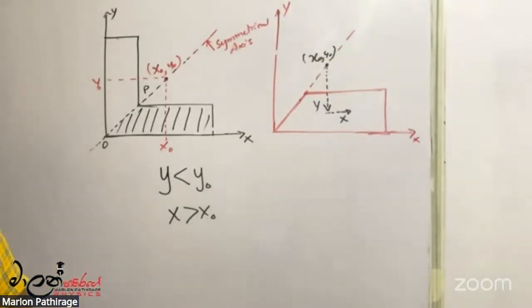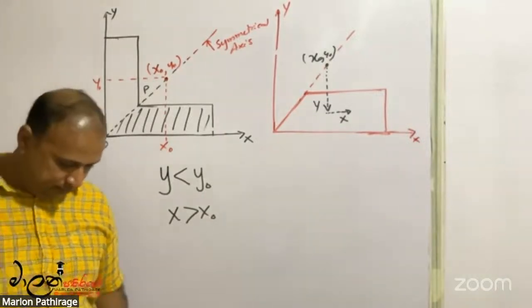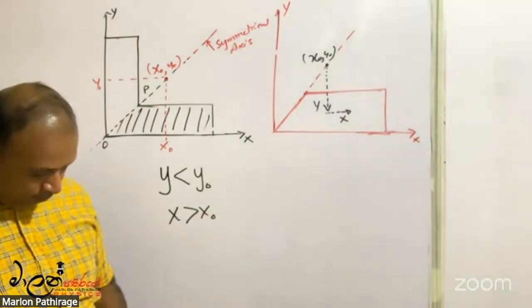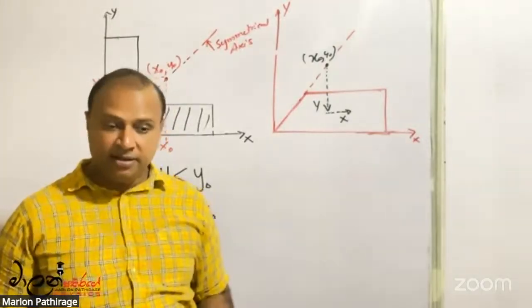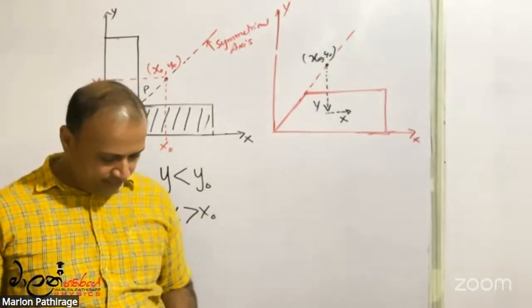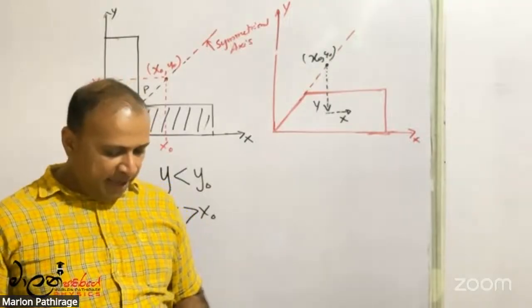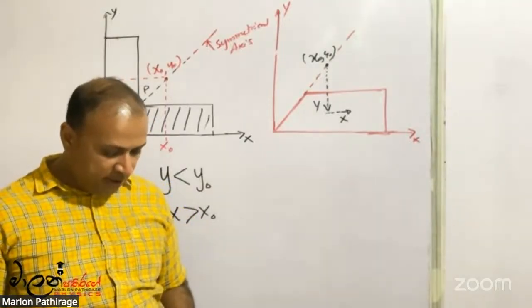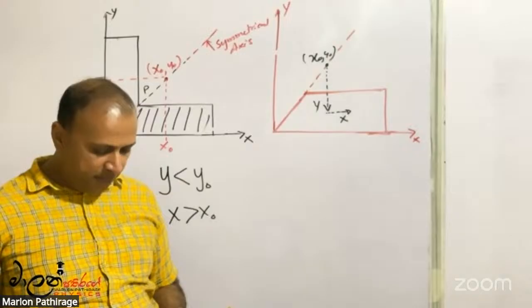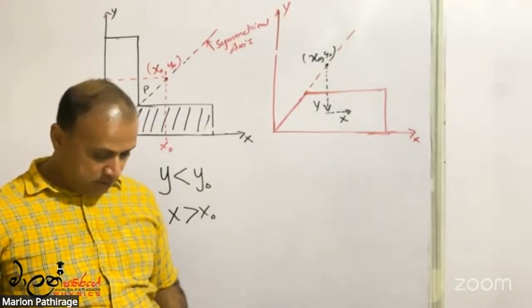Okay, fifth one, what is the answer? Fifth question. When the H-shaped body shown in the figure is hung from point B.